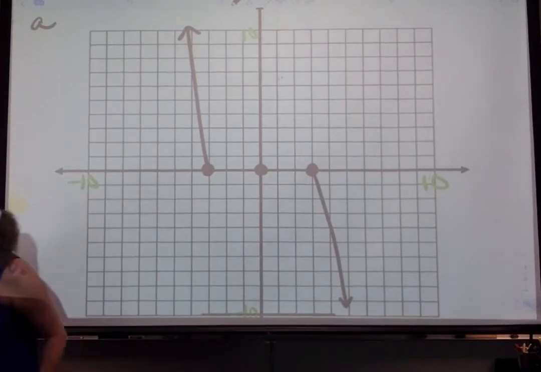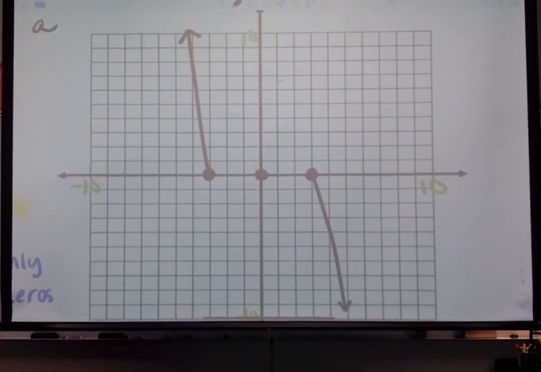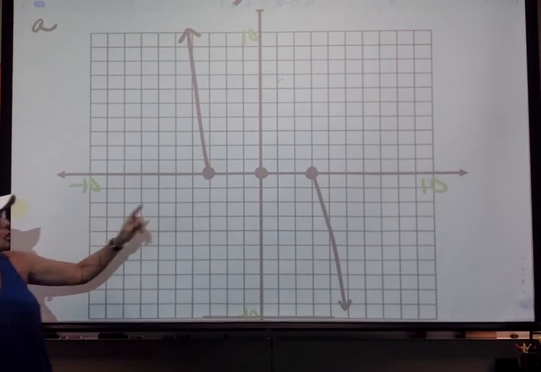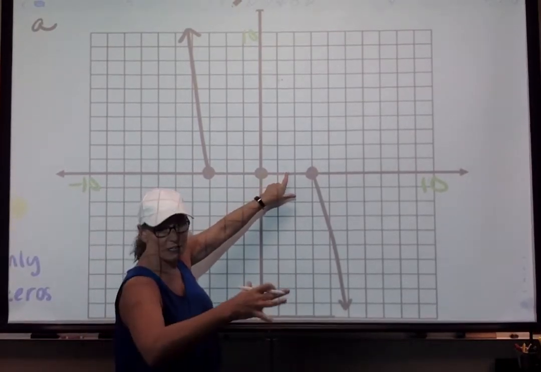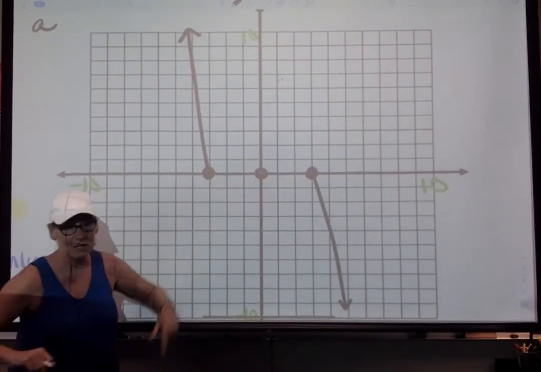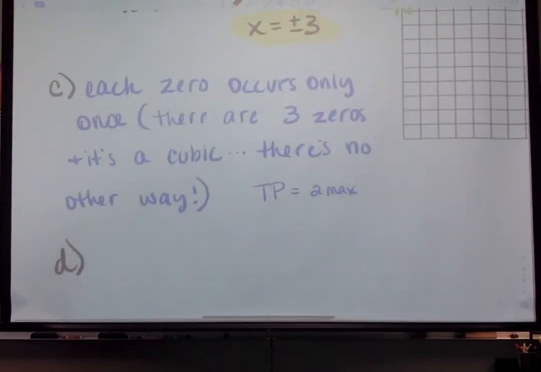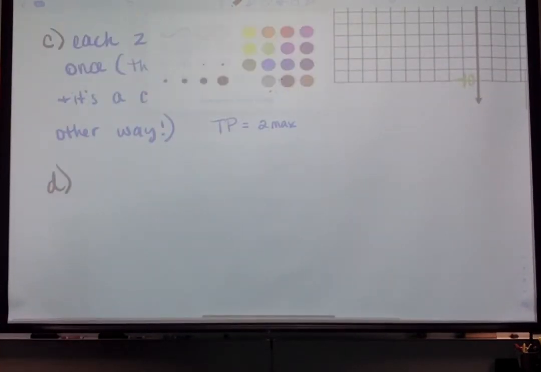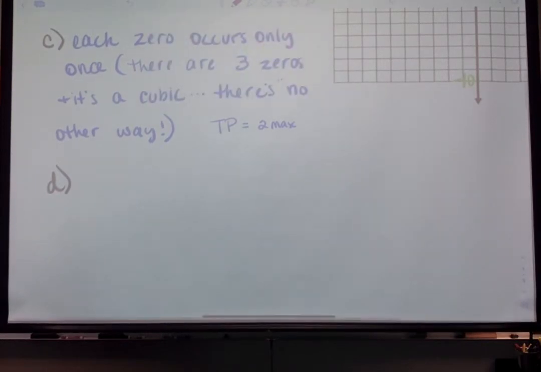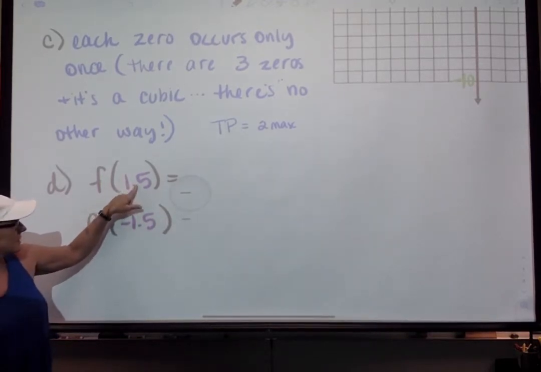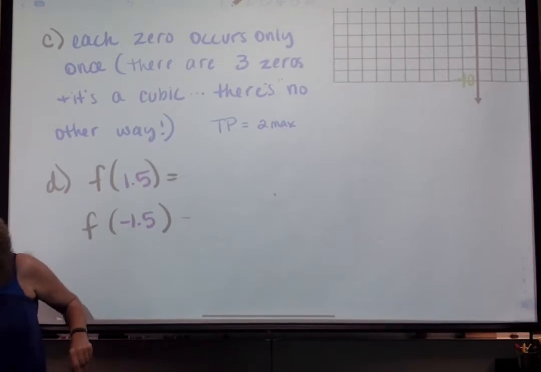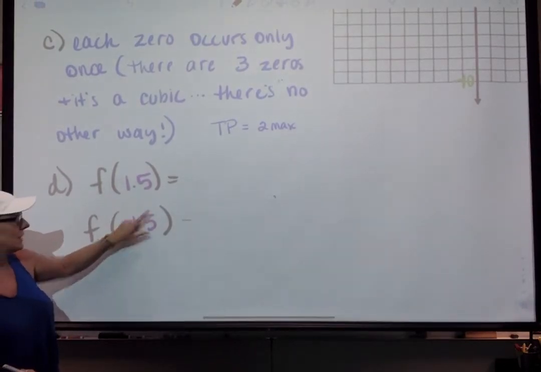So what I'm going to do is take these 2 x values. This one's about 1.5. This one's about -1.5. And I'm going to plug them into my function. Okay, so I'm going to plug this x value in and see what I get for a y. I'm going to plug this x value in and see what I get for a y.